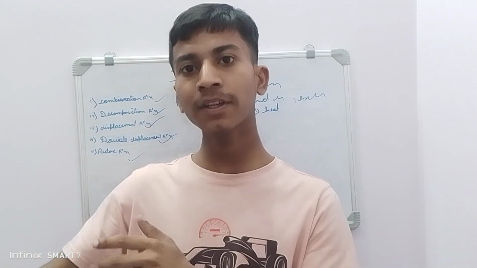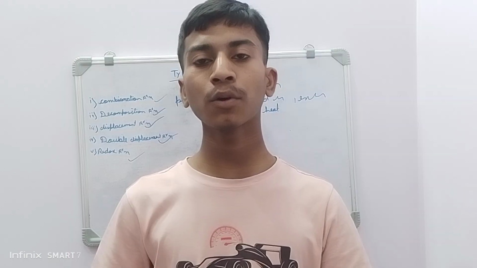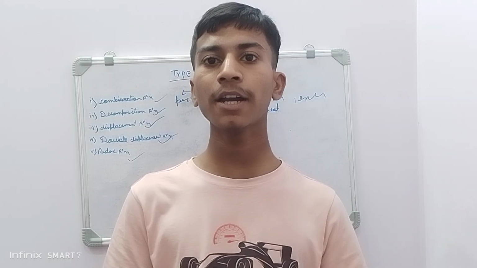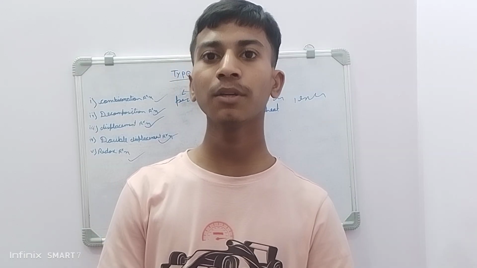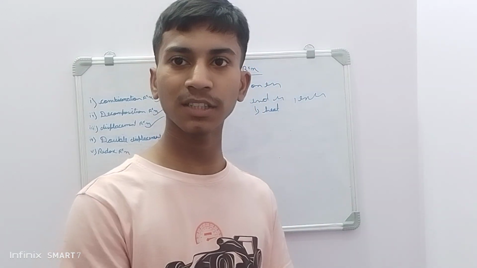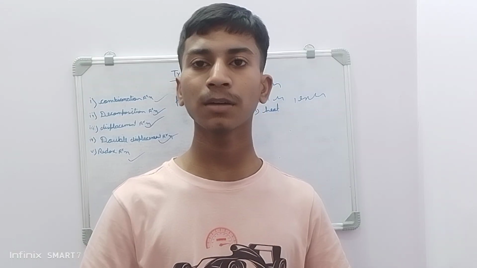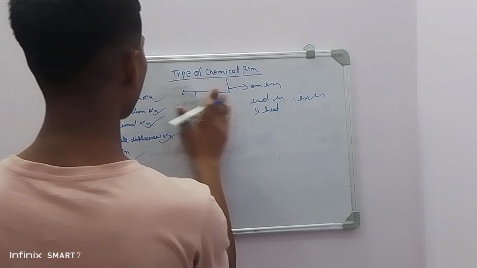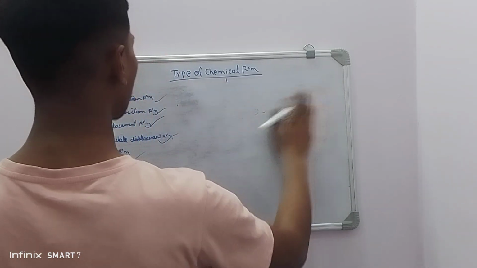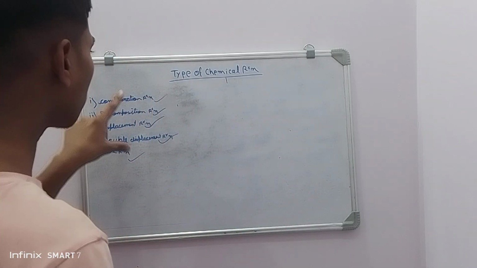So the energy can be released in the product in any form, either heat form, light form, ATP form or any other form, and that is called an exothermic reaction. I think you understand the difference between the exothermic and the endothermic reaction. And the next four types are combination reaction, decomposition, displacement, and so on, all of which I am going to discuss.